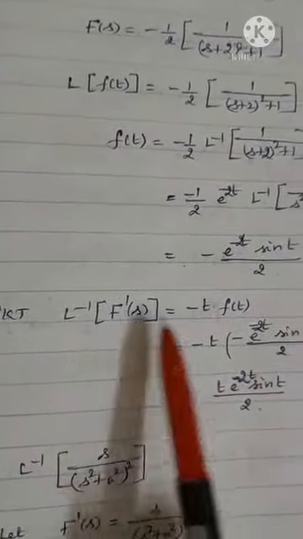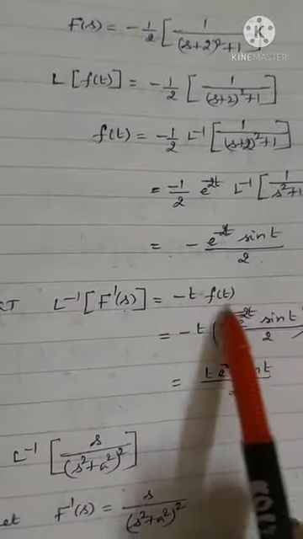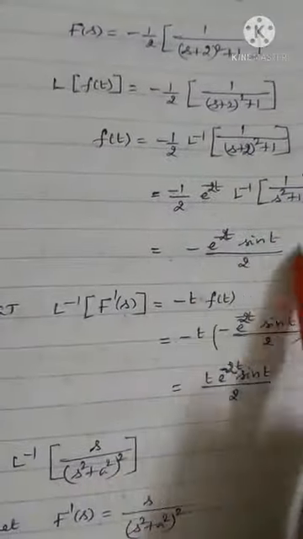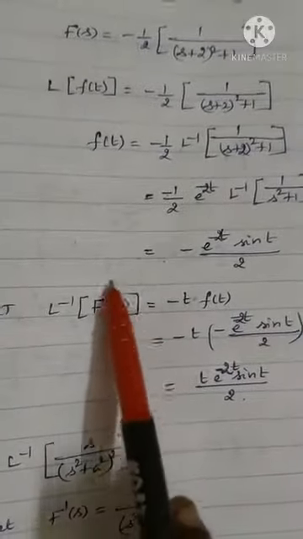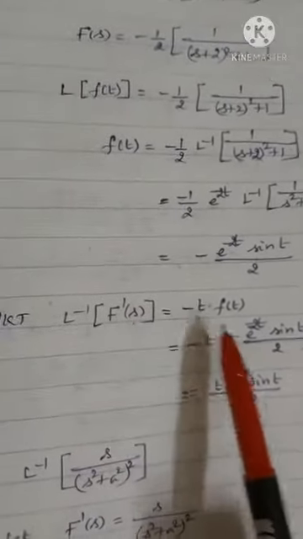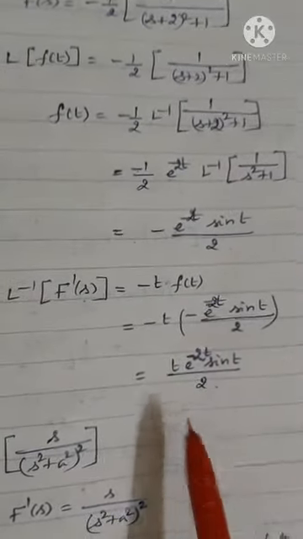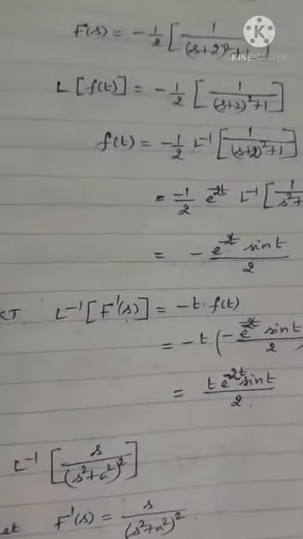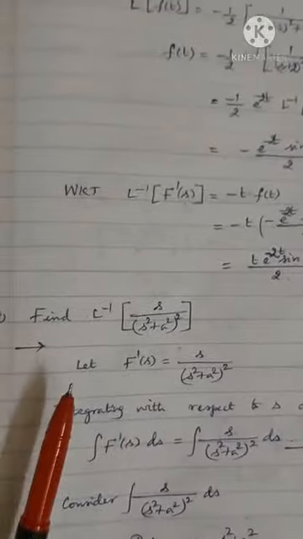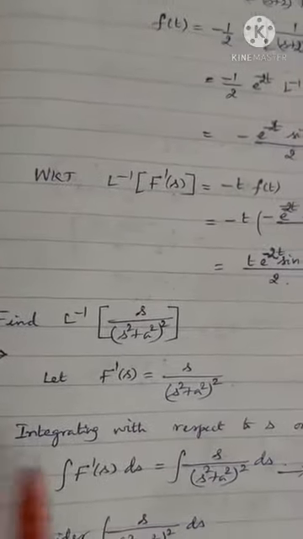We know L inverse of f dash of s is minus t into f of t. The answer of f of t is this one. This is the given function, the given problem. The formula says minus t into f of t. I know the f of t answer. Hence, this completes the problem. Okay, so let us see a similar problem. You may feel it is easy.